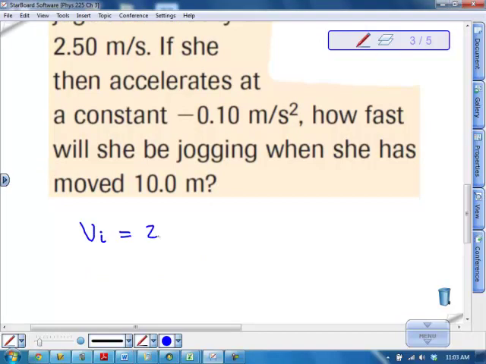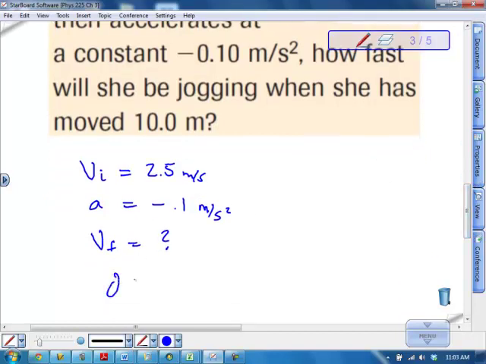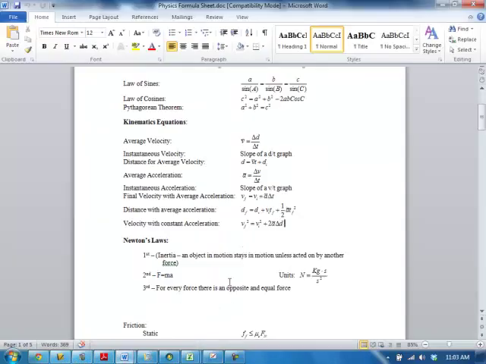So I'm given an initial velocity, in this case, of 2.5 meters per second. Okay, I'm given an acceleration of -0.1 meters per second squared. I'm asked to find how fast will she be jogging, so I'm asked for final velocity, and the distance I'm given is 10 meters. Then I look at my formula sheet and ask what formula would help me solve for the missing variable. In this case, this is a relationship that involves those quantities.